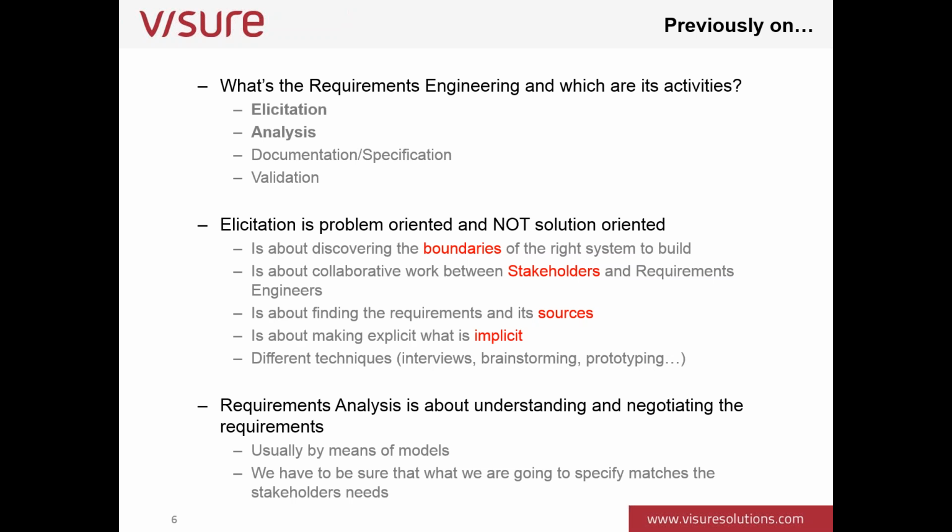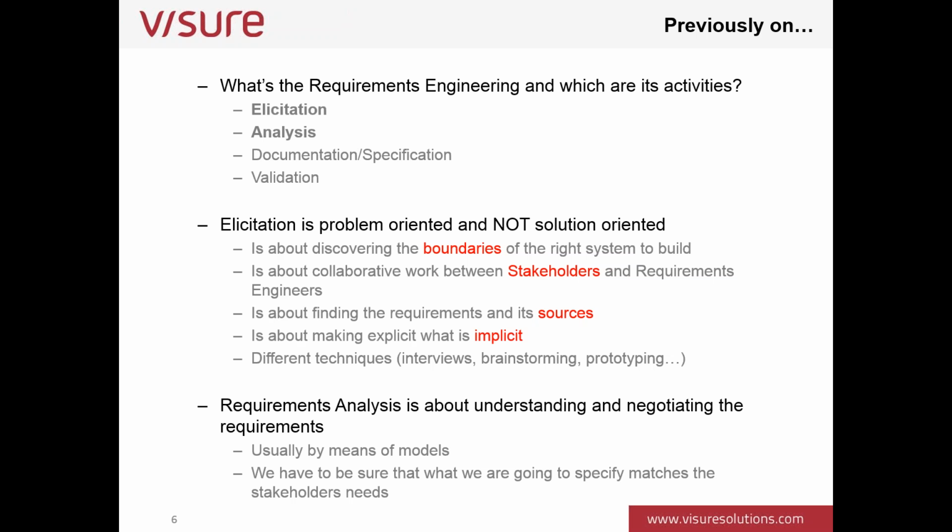If you are not familiar with the concept, I suggest reviewing the previous webinar in this series. So basically, it's about the collaborative work between stakeholders and the requirements engineer. It's about finding the requirements and their sources; it's important to locate those sources. It's about making explicit what is implicit. And it's about the different techniques that we use for gathering and extracting those requirements: interviews, brainstorming, prototyping, questionnaires, and so on. There are thousands of techniques.